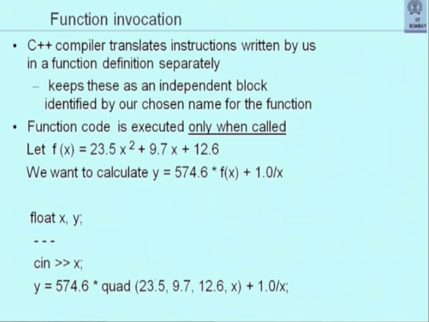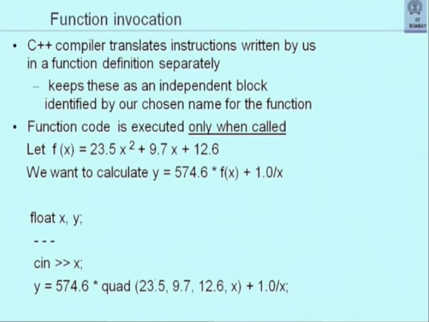So write a separate function quad. This is the way the function would be invoked. As I said, the C++ compiler will translate such functions separately. It will keep these as a compiled set of instructions. In fact, the process of coupling such compiled functions with your own compiled program is called the linking process. I link. So I take my translated program, I take this function, that function, and link all of them together. That is what happens when you run C++: it does compilation, it does linking, and so on.